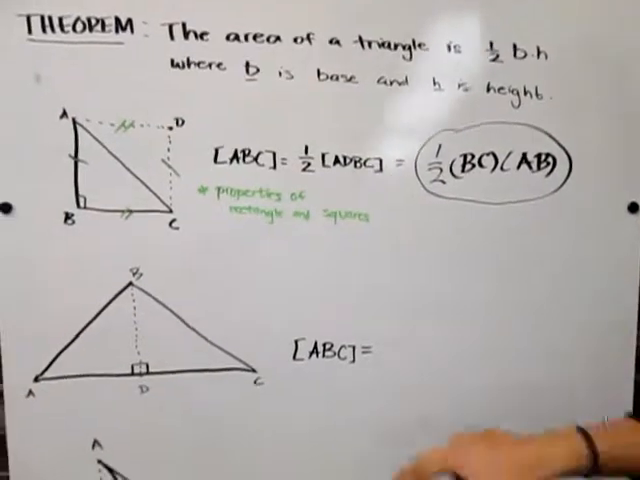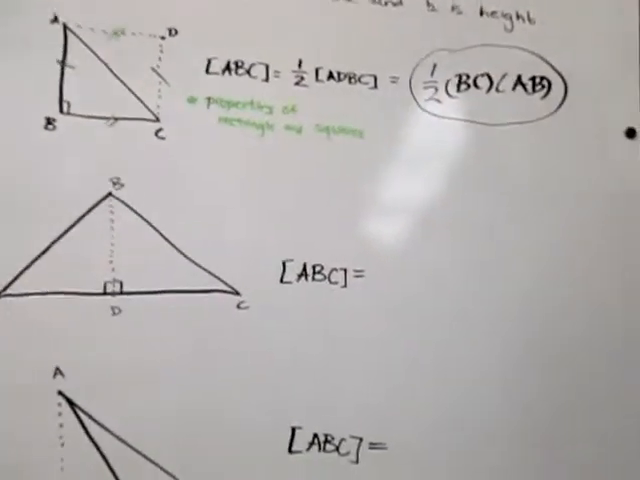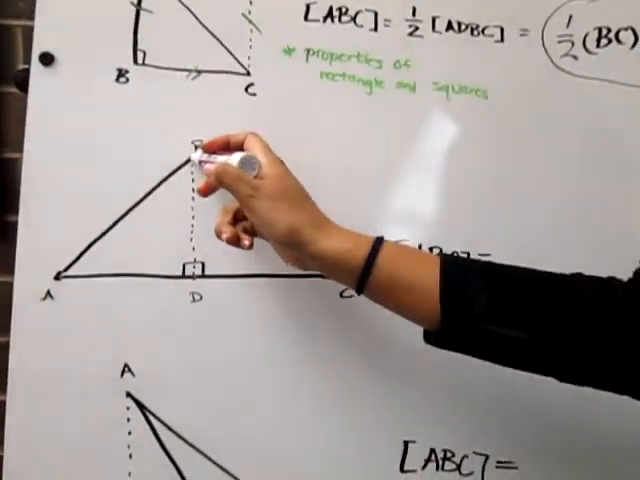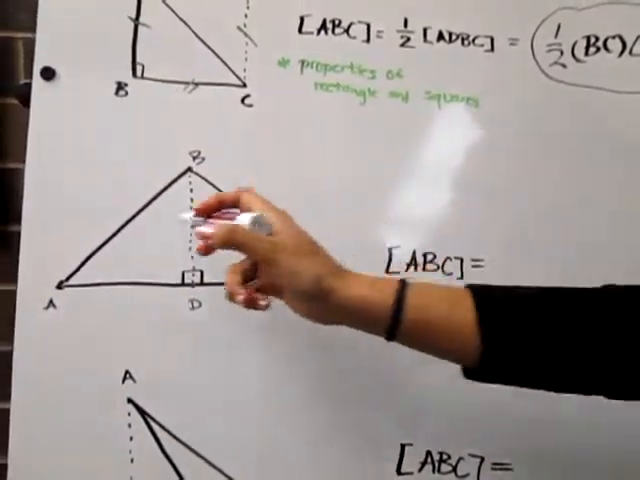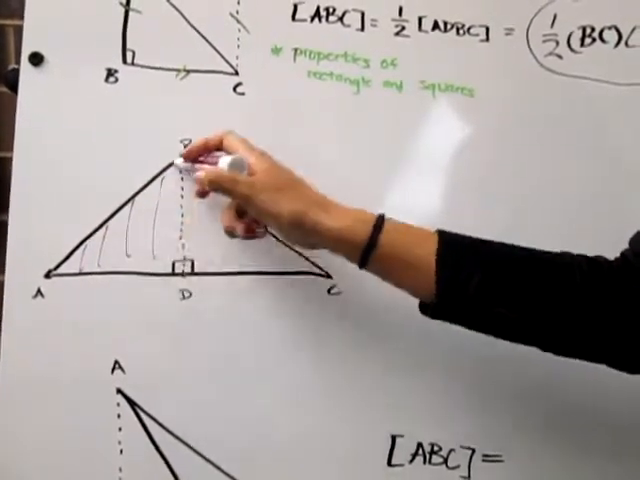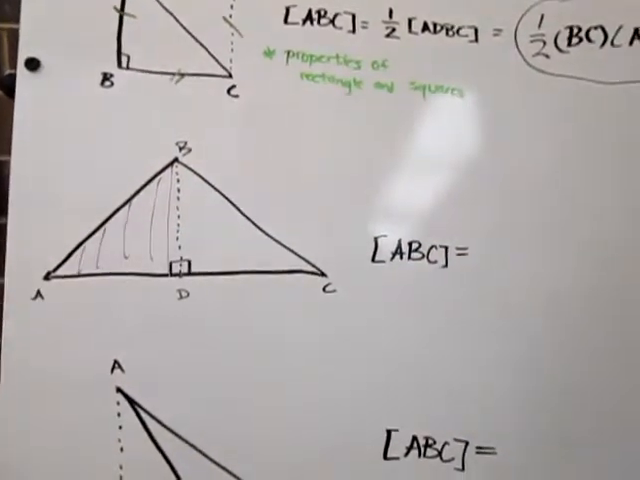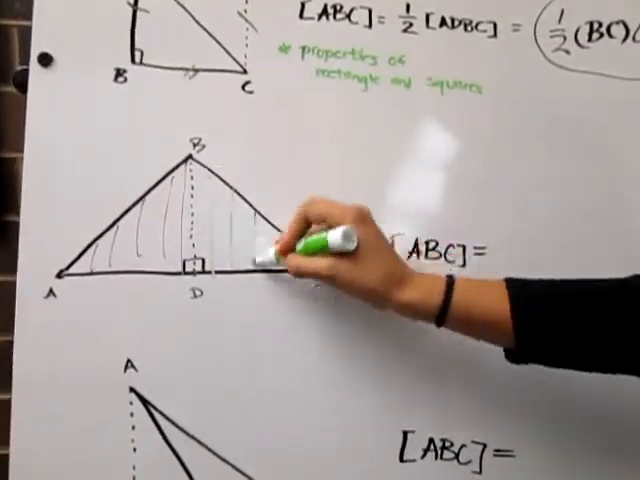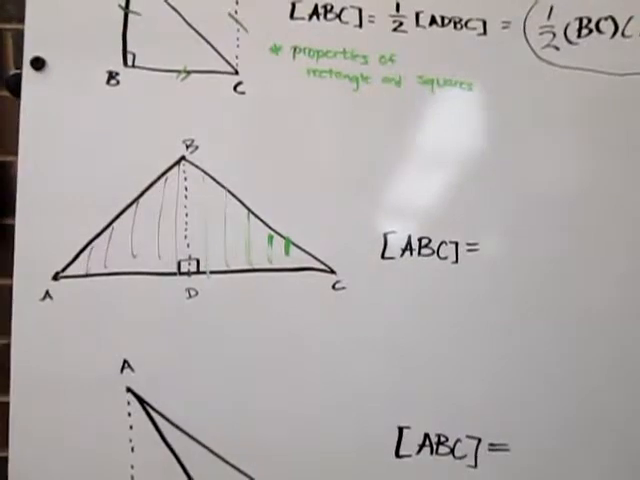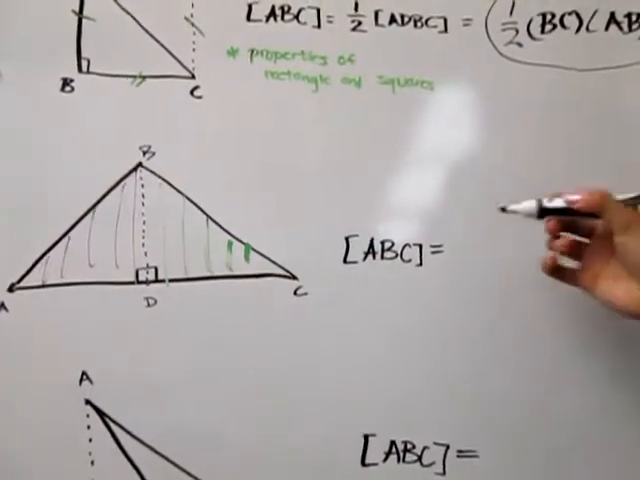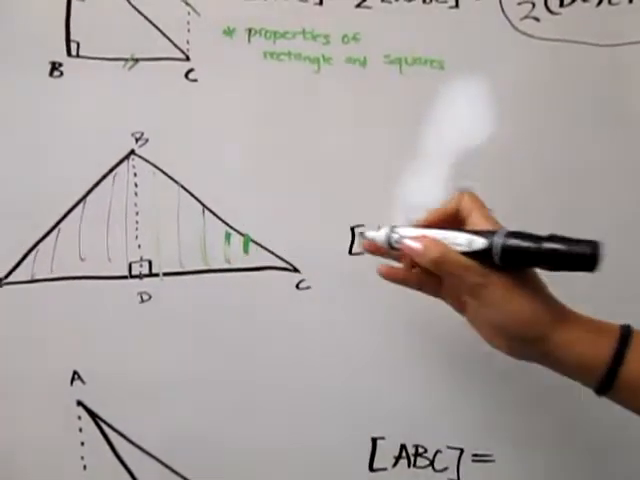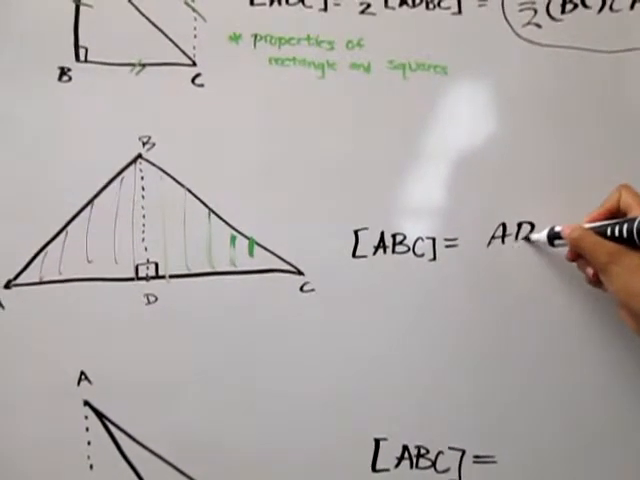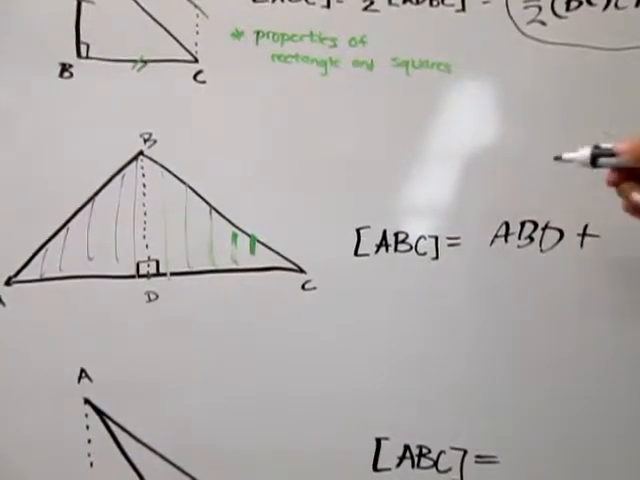Now we can move on to this type of triangle here. Just a regular type of triangle, nothing special about it. And we can see that if we split it up into two distinct triangles, we have two different areas. This one and this one here. Okay. And then from here we know that the area is a combination of the two. So it is the area of ABD plus the area of BDC.